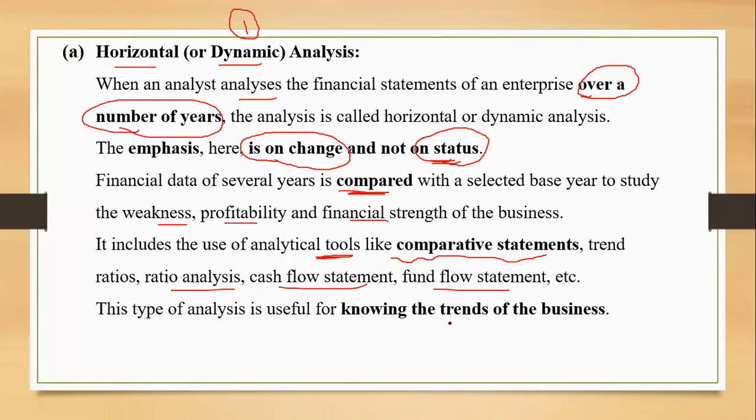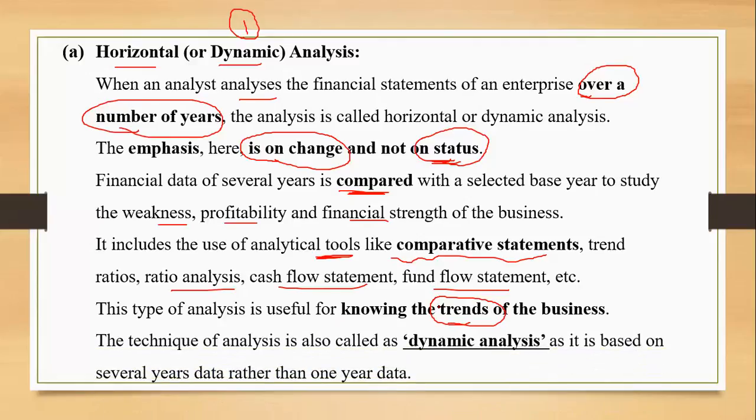This type of analysis is useful in knowing the trend of the business. The trend is increasing or decreasing in regards to profits. Maybe like the decreasing trend in regards to cost of goods sold. So the trend can be known with the help of this horizontal analysis because the data is available to us of more than 1 year. The technique of analysis, that is horizontal, is also called dynamic. The reason is very clear because the data of more than 1 year is used over here, right? So all these highlighted points are to be kept in mind for the one marker questions every time. This is what is about horizontal.